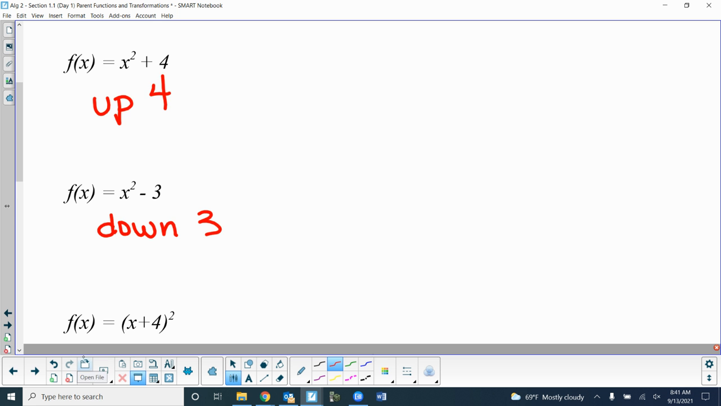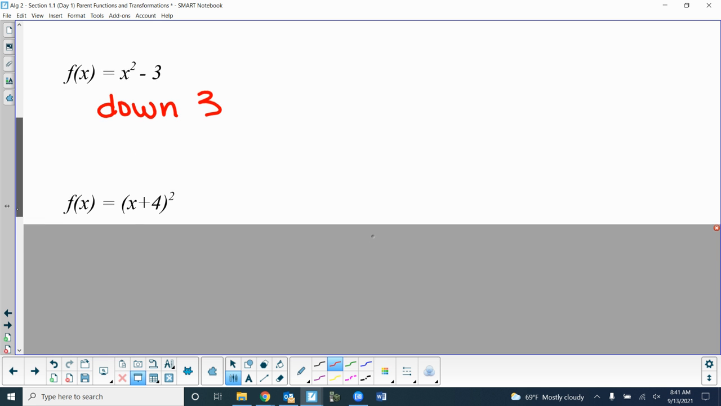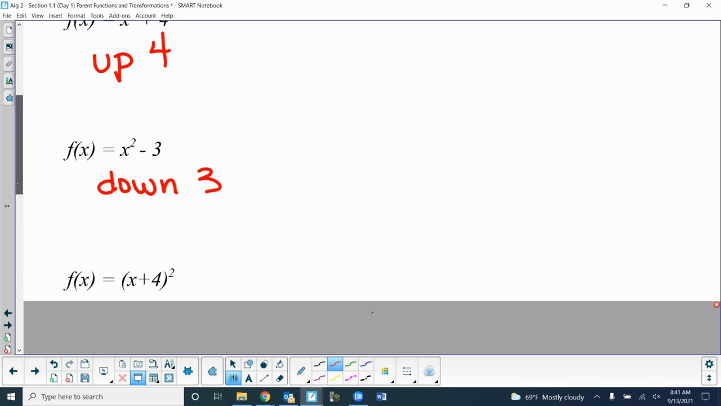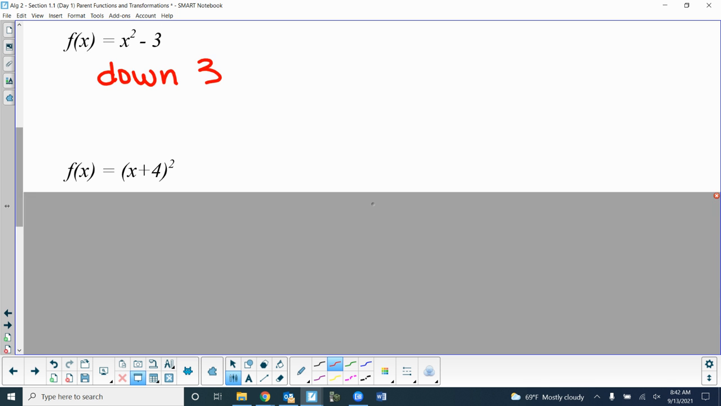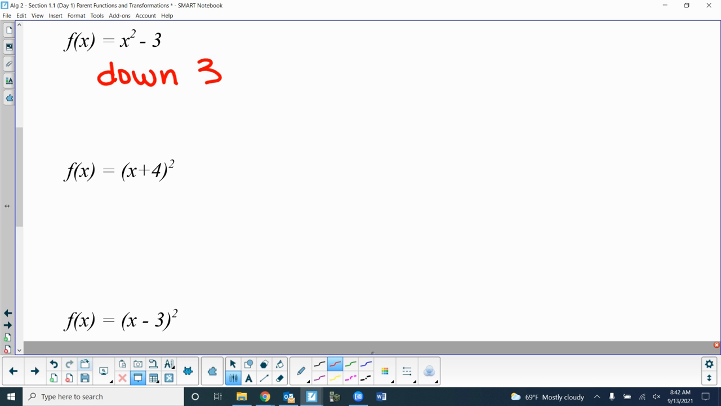And then when it's inside, like this, look at the difference between that one and the first one. What happens? Left 3, or 4, sorry. When it's inside, it's the opposite direction you think. Okay? So that one's left 4.